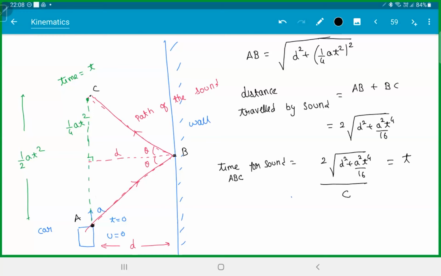Yeah, you're done. Square it on both sides. You end up with 4d square plus a square t power 4/4 is equal to c square t square. This is a biquadratic equation: a square t power 4/4 minus c square t square plus 4d square is equal to 0.